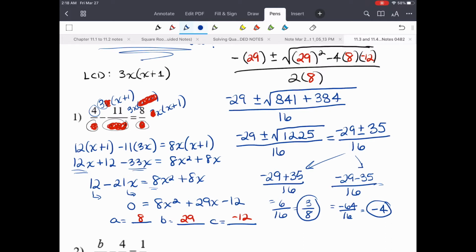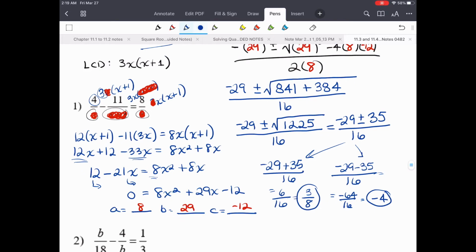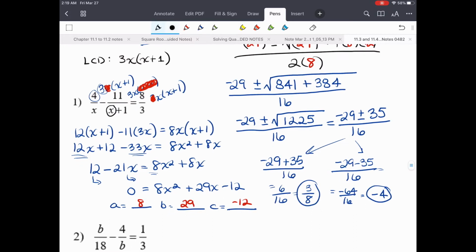Okay, so now after all that, we've got our two solutions, which are 3/8 and negative 4. And one thing I want to be careful with, especially on this one, is you've got x's in the denominator, so we're going to look for erroneous possible solutions here. It doesn't look like anything's erroneous, because if we put, let's say, a -1 there, then yeah, that would make the denominator 0. So I think these answers are perfectly fine.